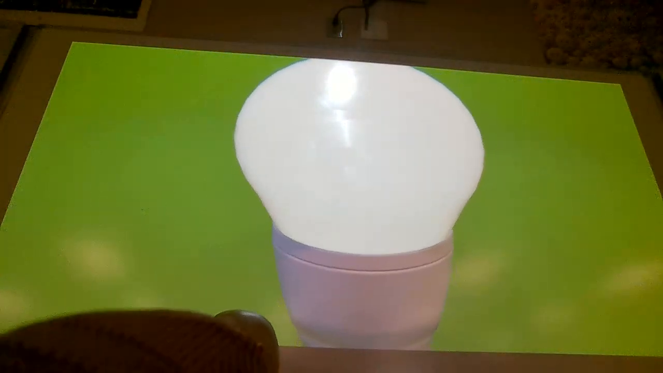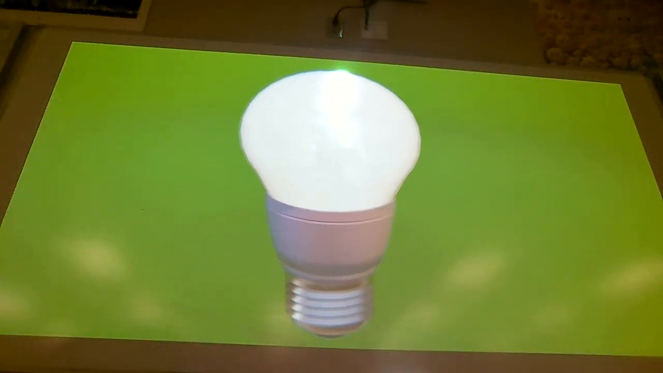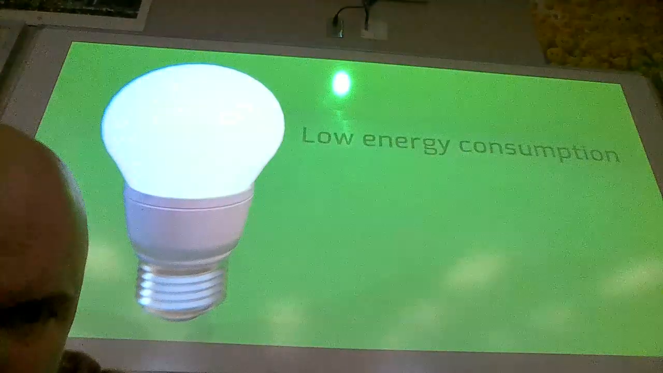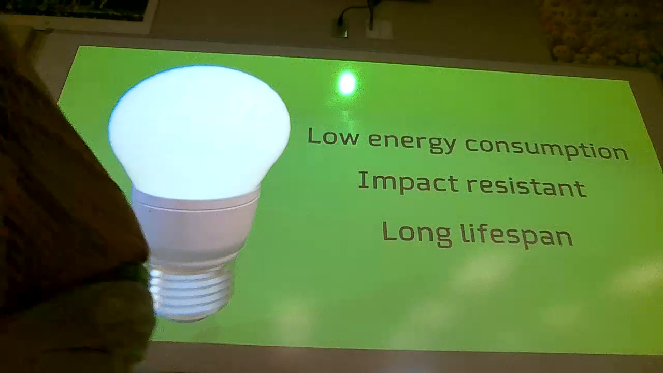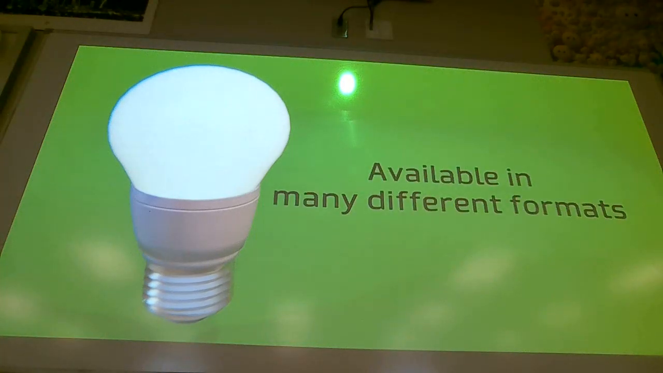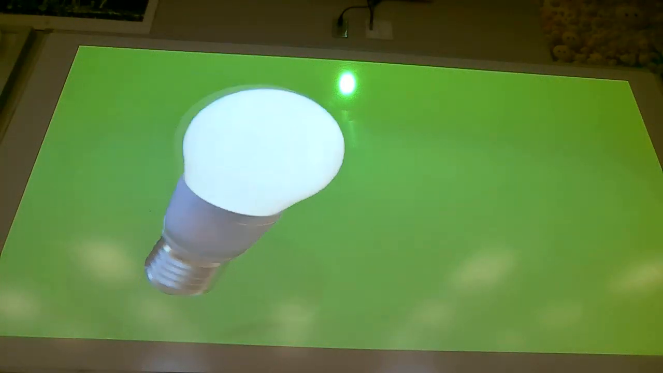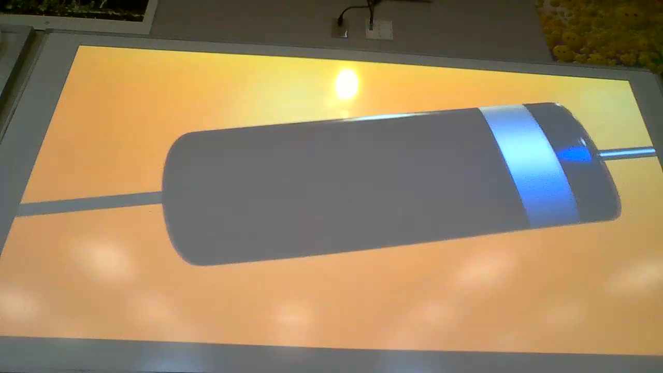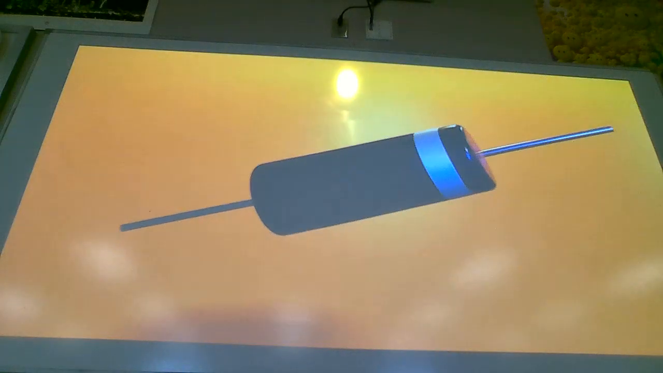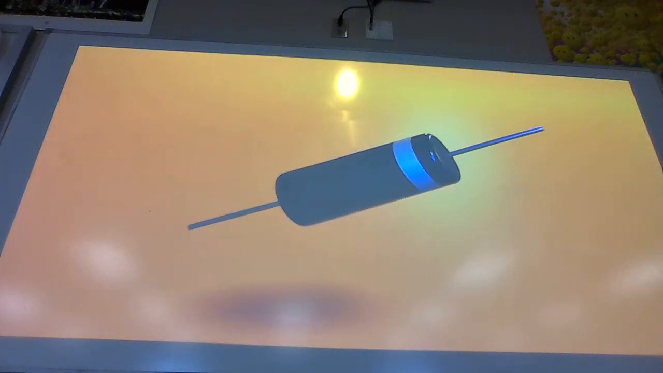LED lights have several features that make them one of the preferred options to illuminate, such as having low energy consumption, greater impact resistance, and a longer lifespan, and because of this they are available in many different formats. But instead of going directly to analyze an LED, we will start by reviewing how a common diode works, because in theory these can also emit light. It's just that they do it in an inefficient way.